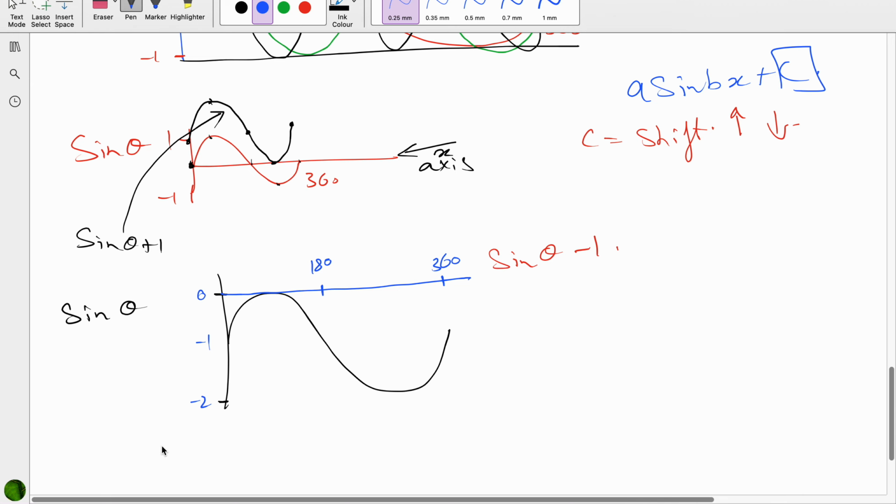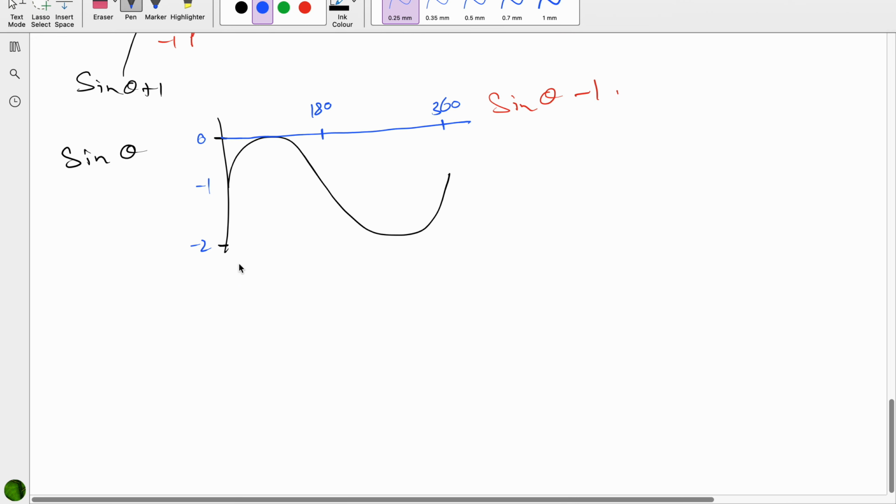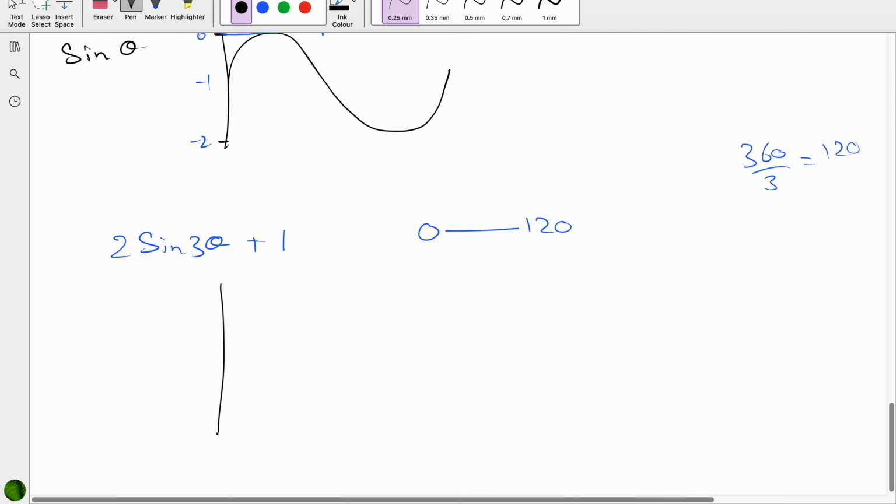So this is sine theta minus 1. Now if we have a graph of 2 sine 3 theta plus 1, and the question says draw the graph from 0 to 120. As it is already 3 theta, we know that 360 by 3 is 120. So the cycle should complete in 120 degrees, and it has an amplitude of 2 and plus 1.